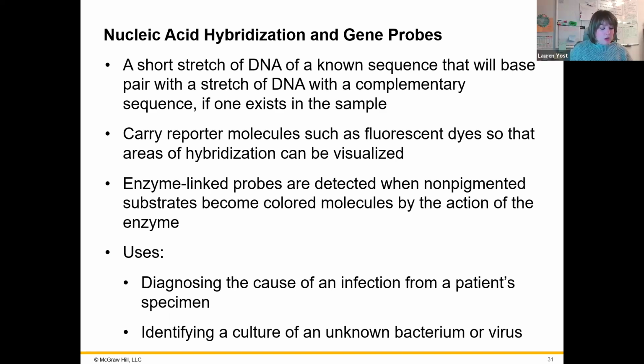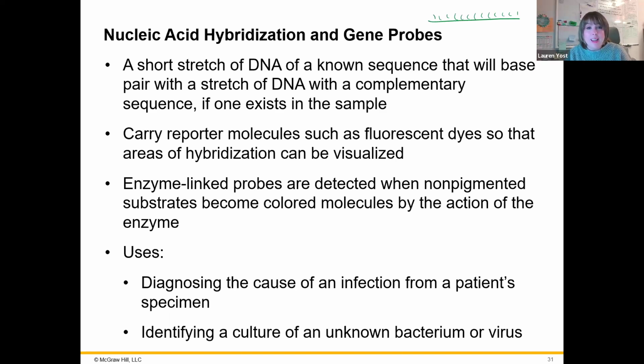Our next concept that we'll talk about in this chapter is nucleic acid hybridization. Again, if you have a DNA sequence that is sitting there, you can imagine that if the primer only binds to that specific sequence, do we always need to amplify the DNA, or can we just see if the primer bound?